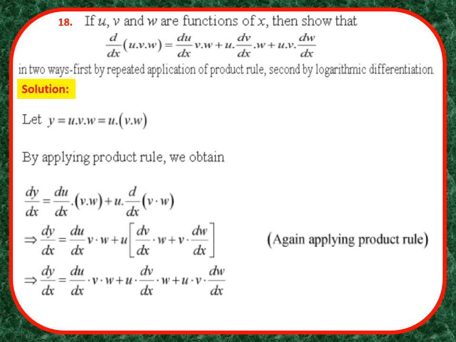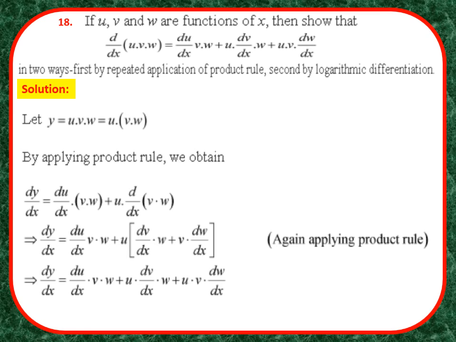Moving to question 18. If u, v and w are functions of x, then show that d upon dx of u multiplied by v multiplied by w will be equal to as given. Now we have to show it in two different ways. First by repeated application of the product rule, and second by logarithmic differentiation. So first we are going to apply the product rule.